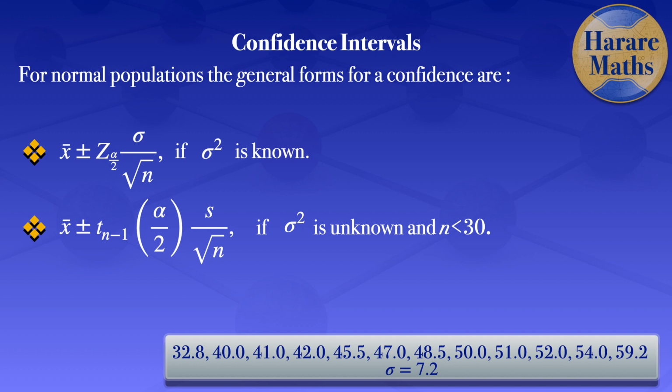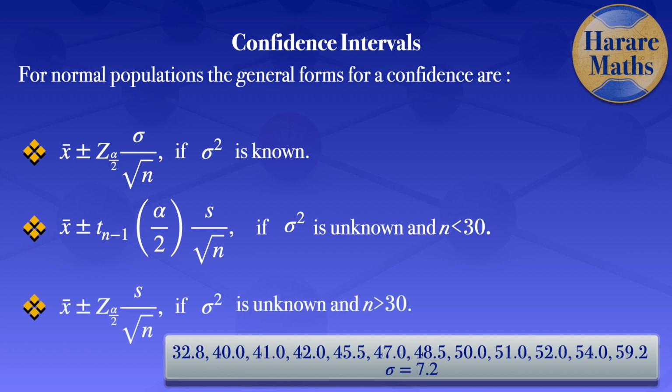Then for the third case, if sigma squared is unknown and the number of observations is greater than 30, then the confidence interval is of the form x bar plus or minus z alpha over 2 multiplied by s divided by square root of n. And the s there is the sample standard deviation.